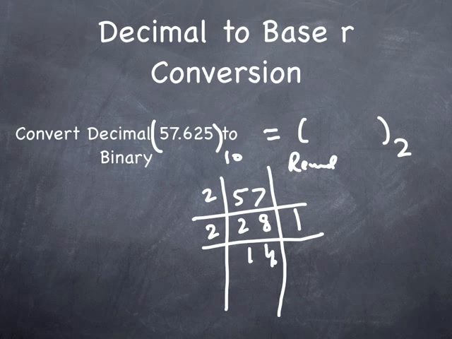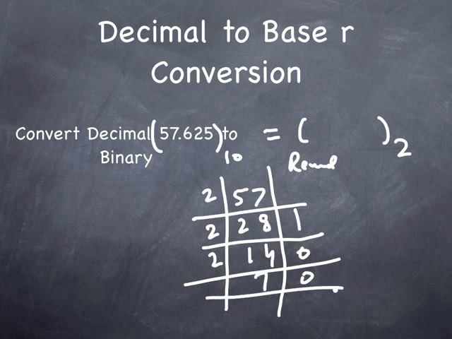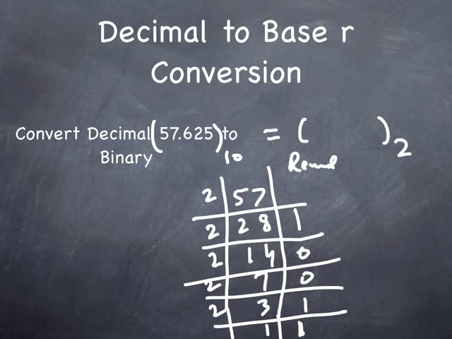So 2 1s are 2, 4, 0, right? And then 2 7s are 14, 0, right? 2 3s are 6. I have 1 here, and then I divide it by 2. 2 ones are 2, right, and 1 here. So when my number is less than the base, then I stop, right? And what is the number then? So remember, the sequence will be like this. The sequence will be like this. So what is the number then? 1 1 1 0 0 1 is equivalent to what? 57.